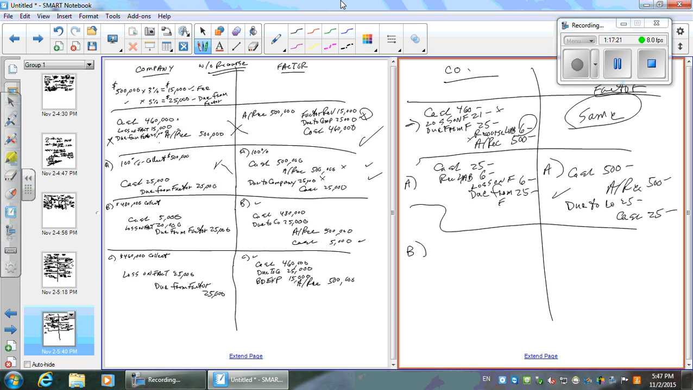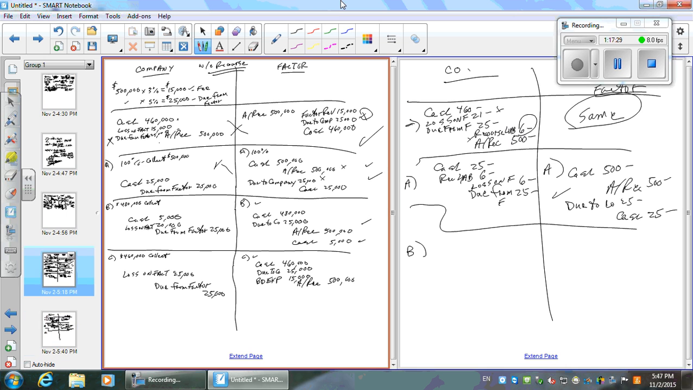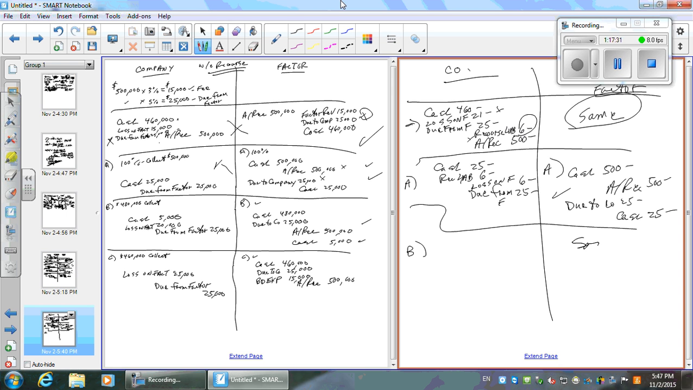Okay, let's say we have B then. B was how much? 480? Let's collect 480. What are they going to do? They're going to do exactly the same thing. I'm not going to write it again. It's the same, isn't it? Why is it the same? Debit cash 480, debit due to company 25, credit accounts receivable 500, credit cash 5, right?